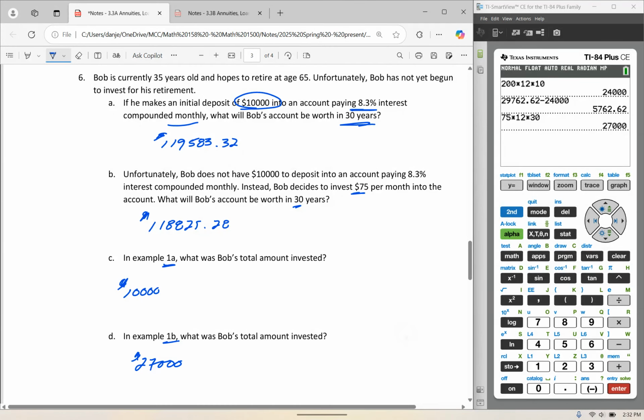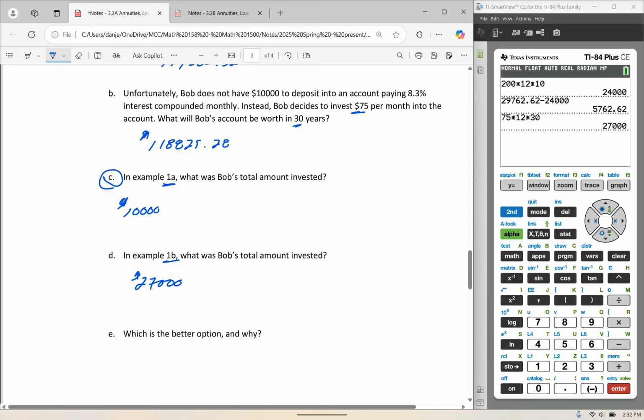Okay. Which is the better option and why? Clearly, investing $10,000 initially would be a better option because Bob's going to make similar money with a much smaller investment. However, given a life situation, if Bob doesn't have the $10,000, but he can come up with $75 a month, the second would be the better option. So it kind of depends on your life situation. For those of you going into finance, your client's current financial situation is something that you'll definitely be taking into account, and this is one way to look at that.